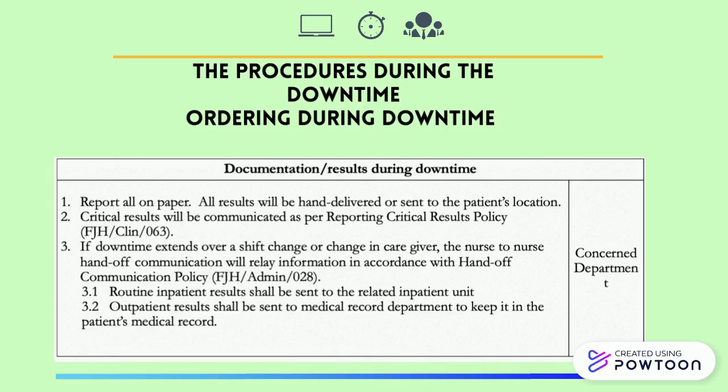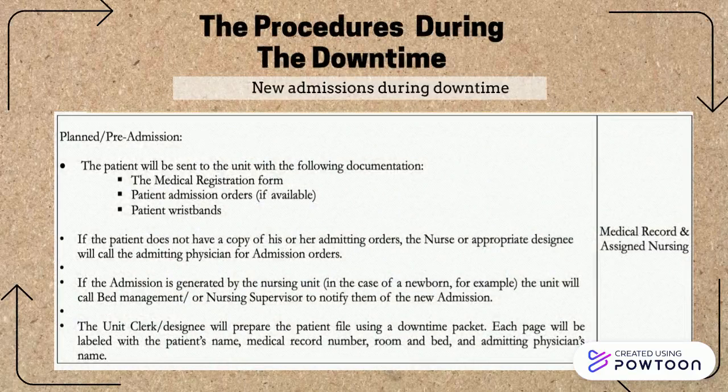If downtime extends over a shift change, the nurse-to-nurse handover communication will relay information as per the handover communication policy. Routine inpatient results shall be sent to the unit. Outpatient results shall be kept in the medical records. For a planned admission, the patient will be sent to the unit with the following documentation: the medical registration form, patient admission orders, and patient wristbands. If the patient does not have admitting orders, the admitting physician will be called for that. The nursing supervisor will be notified of the new admission.